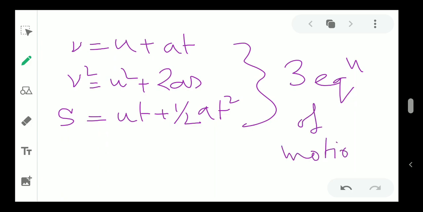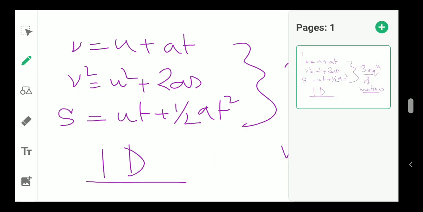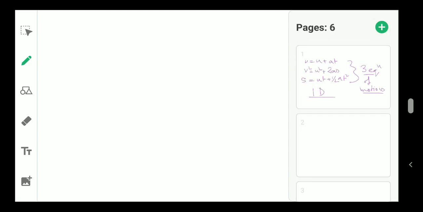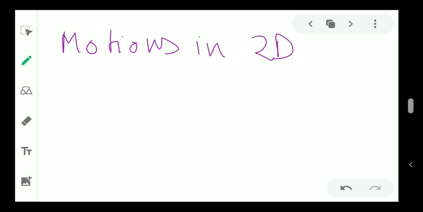Now you have seen here only we are talking about one dimension, but in real life the motion can happen in three dimension or two dimension. So we are moving to motion in two dimension.